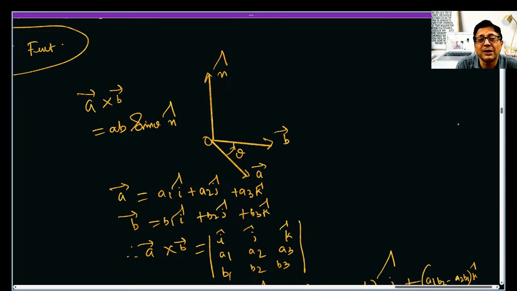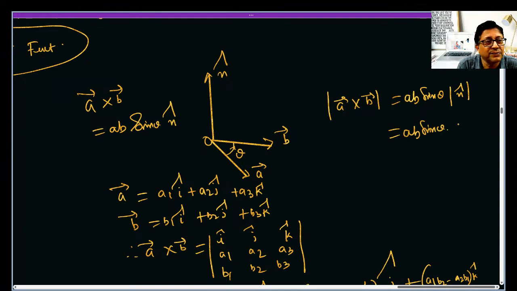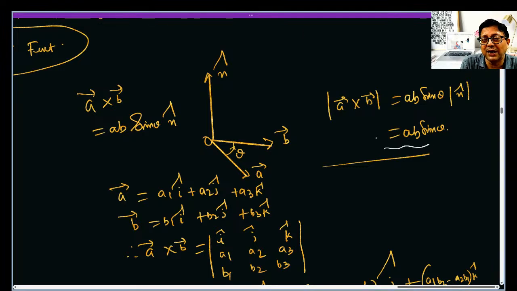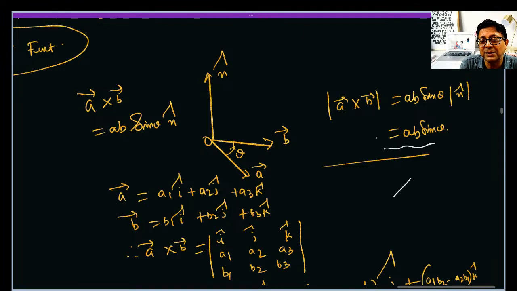And the magnitude of cross product is given by what? This is AB sin theta mod n cap. This is just AB sin theta. Okay? And geometrically, what does it represent? Some topics in gravitation also you need the concept of cross product, angular momentum, all these things. Know this one first. AB sin theta, geometrically how to represent?